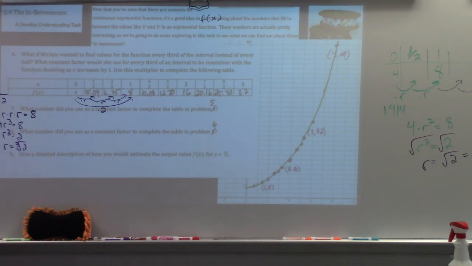Notice writing this equation, understanding where I'm starting, what my rate of change is, and what I'm ending at, makes this way easier to tackle and to approach. So my common ratio, or constant factor in this case, is the cube root of 2.